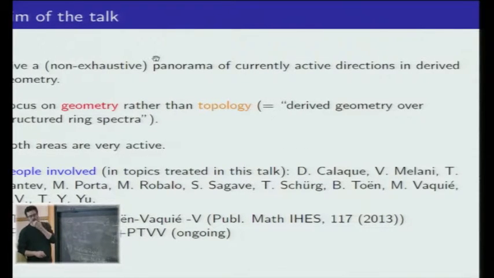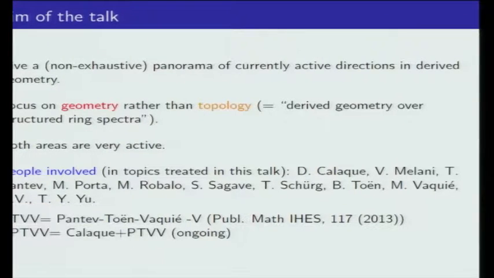So what's the aim of the talk is to give a not exhaustive panorama of active directions in derived geometry. I will first explain what derived geometry is. And the focus will be more on geometry than on topology. What I mean by topology is derived geometry over ring spectra and so on. Both areas are very active, but I will concentrate on the geometrical side.